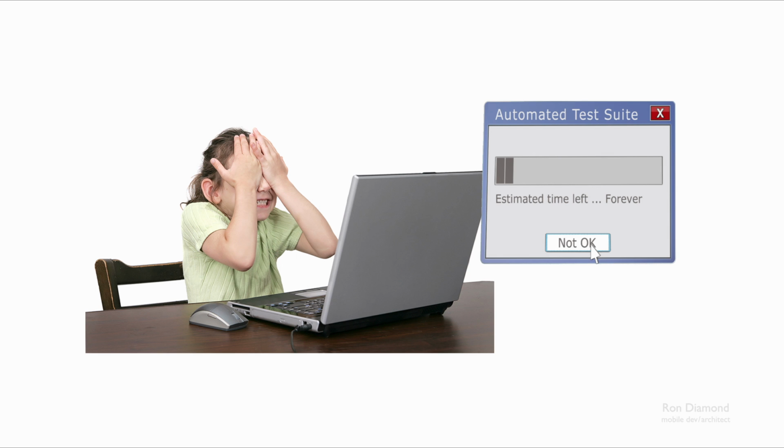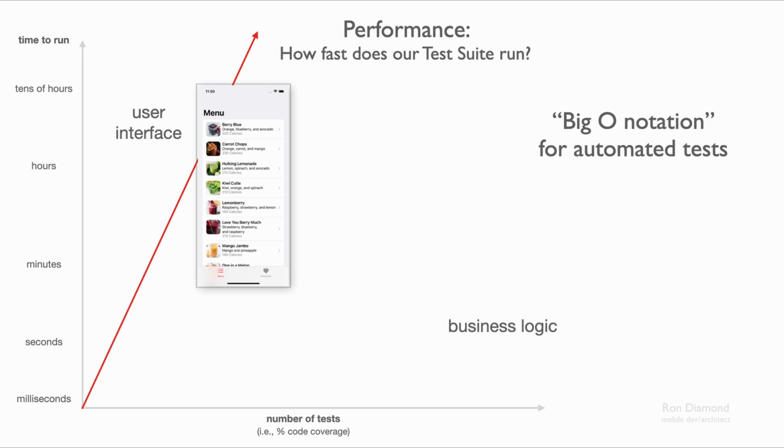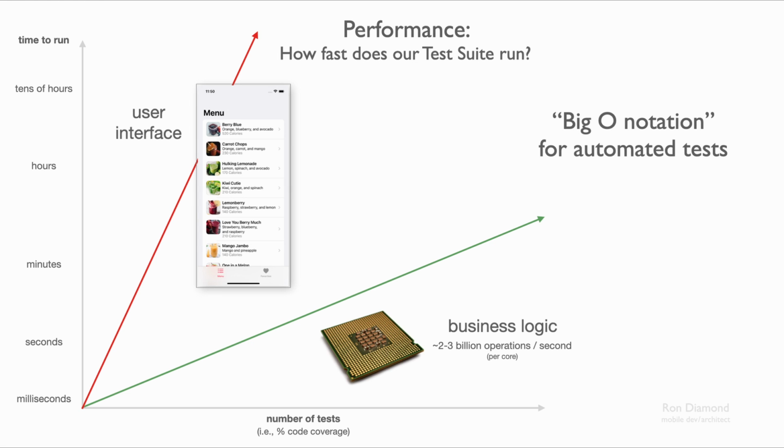So what's the alternative? Well, consider business logic. Business logic is just pure logic. It's pure machine instructions that can run as fast as the CPU. And the CPUs in our smartphones nowadays are very fast. They can do billions of operations per second. And so if we could somehow have our tests talk directly to that business logic instead, then we could do hundreds or thousands of tests, and those might just take minutes to run, not hours.